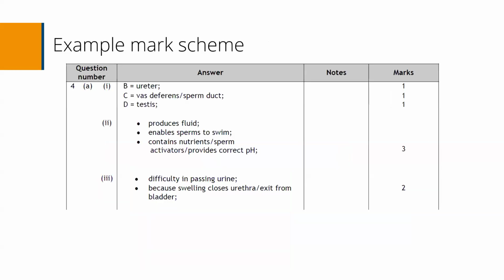This is an example mark scheme. So we've got question 4A1, ureter, vas deferens, or sperm duct, which are alternatives, and D is testes, and it shows each of those gets one mark. And then marking point 2, obviously the function: produces fluid, enables sperm to swim, contains nutrients or sperm activators, or allows the right pH. That scores 3 marks. And then finally, there's another question on 4A.3, symptoms: difficulty in passing urine because swelling closes the urethra, or the exit from the bladder. It's obviously about prostate issues. Okay, so that's how it's set out.